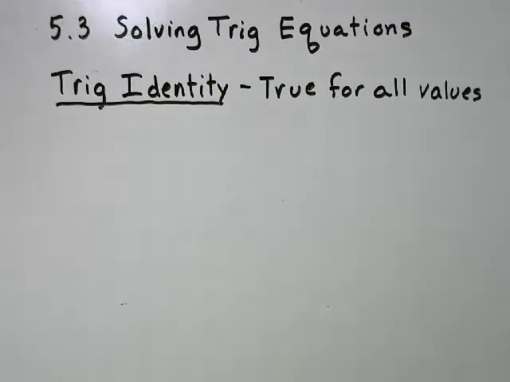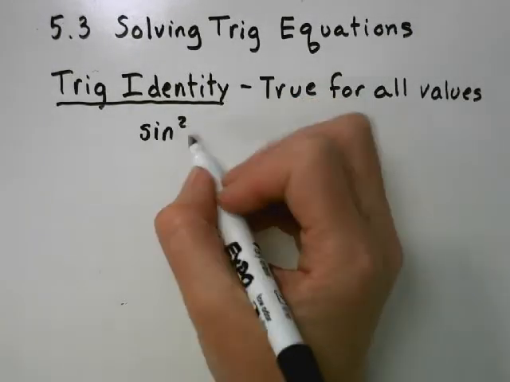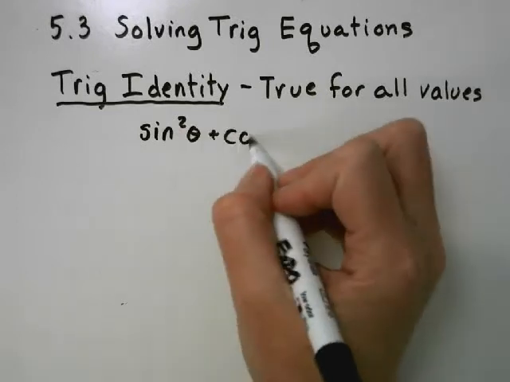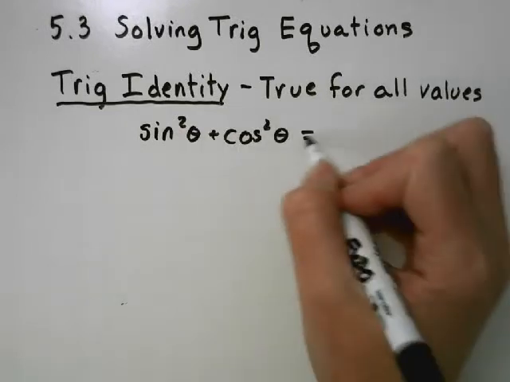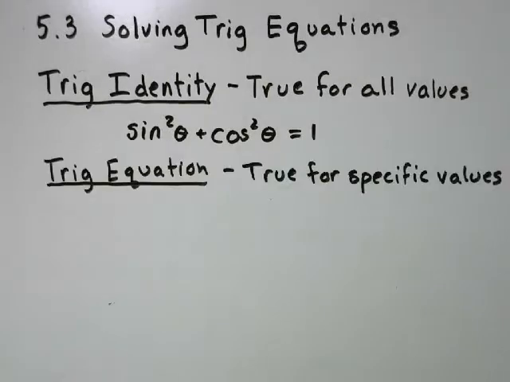First, a trig identity. An identity is true for all values. For example, sine squared theta plus cosine squared theta is equal to 1 no matter what angle we plug in there.